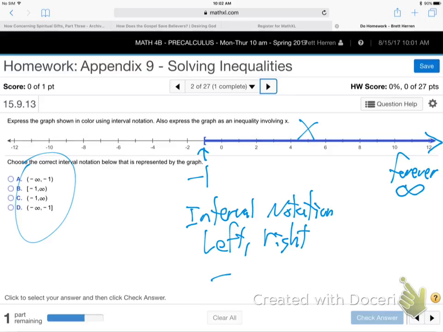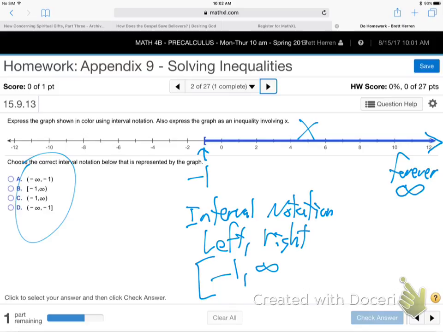So what's the left edge? -1. What's the right edge? Infinity. Now, how do I know if I put parentheses or brackets? Well, you just do whatever they had. What did they have on the left edge there? Bracket. So I put a bracket on the left edge. You just follow whatever they had. Now, on the right edge, they went forever to the right. That's because I have infinity. They have an arrow. So we have forever to the right, infinity.